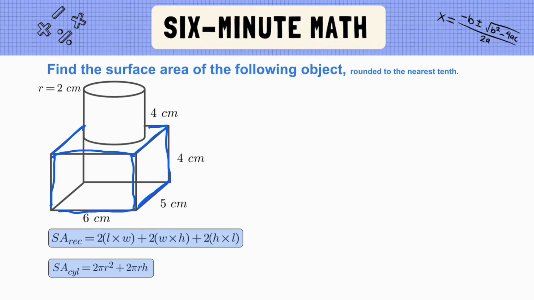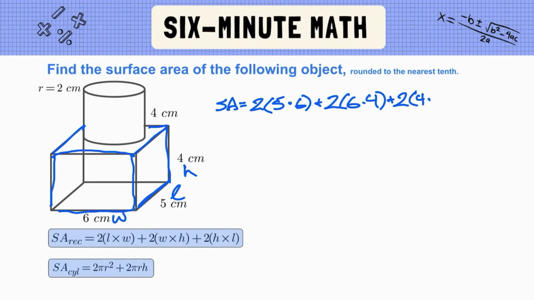And we're going to put our measurements in. So we have our length, our width, and our height. And we're going to put that into our formula. So my surface area is equal to 2 times 5 times 6 plus 2 times 6 times 4 plus 2 times 4 times 5.